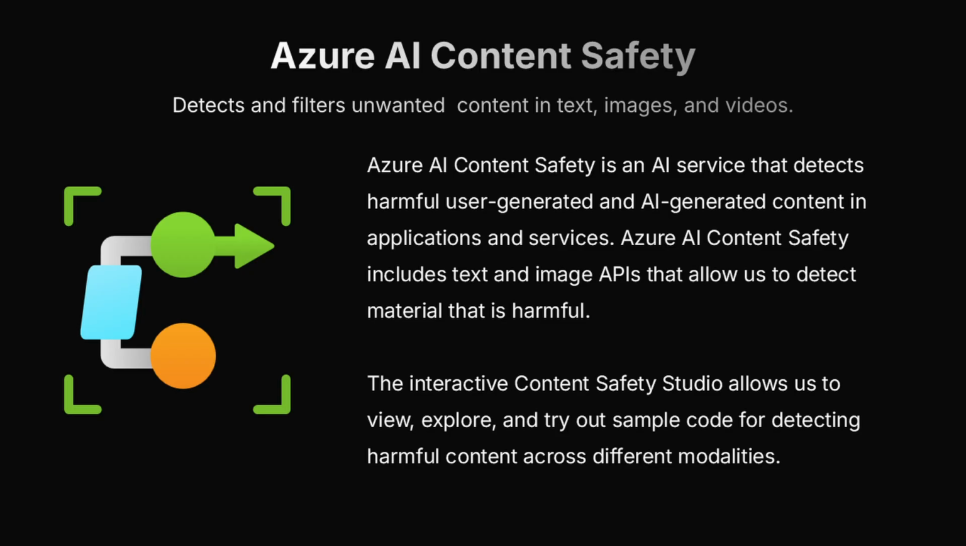Azure AI Content Safety. Azure AI Content Safety is an AI service that detects harmful user-generated and AI-generated content in applications and services. Azure AI Content Safety includes text and image APIs that allow us to detect material that is harmful. The interactive Content Safety Studio allows us to view, explore, and try out sample code for detecting harmful content across different modalities. In simple terms, detects and filters unwanted content in text, images, and videos.